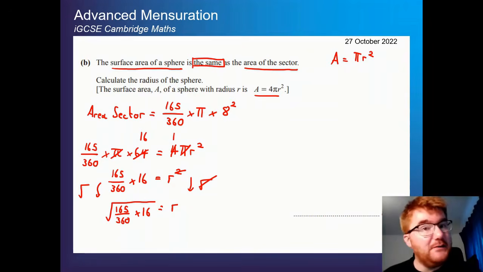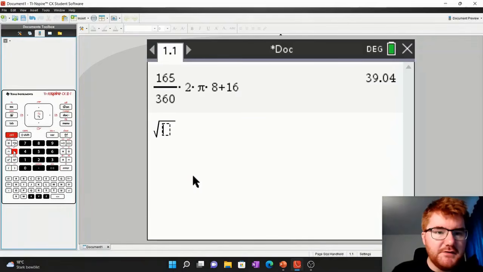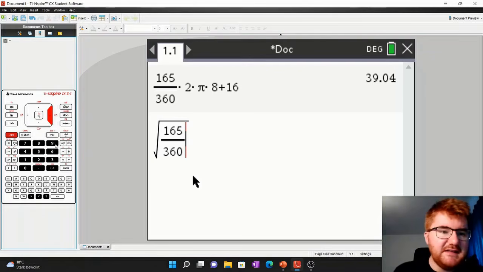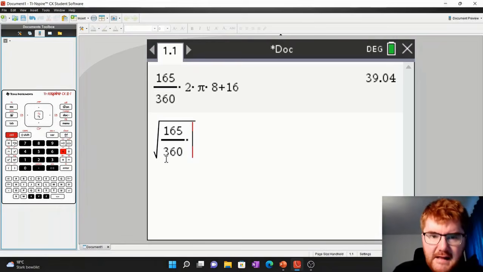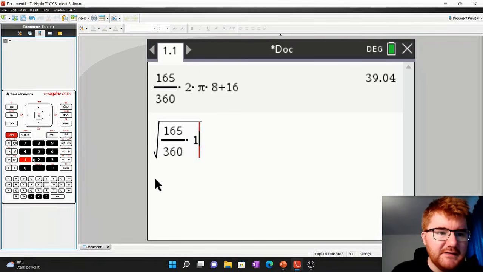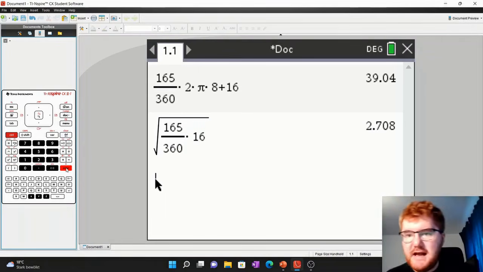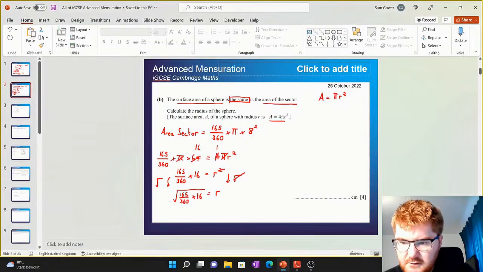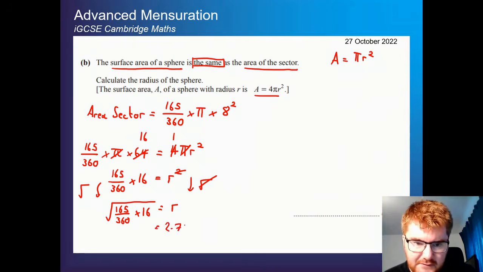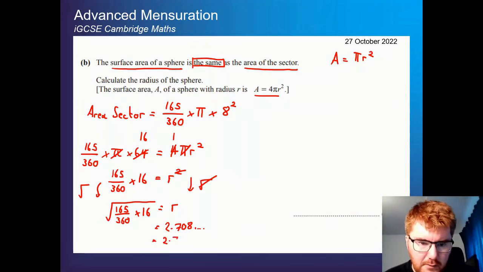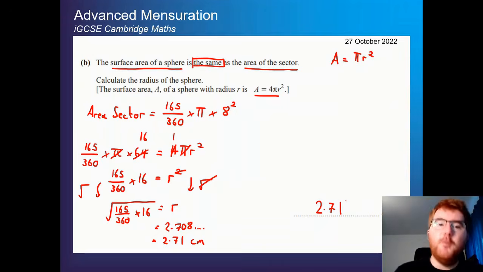So let's go to the calculator and see what it is. We're going to have a square root, and we've got a fraction here, 165 over 360. You could do some simplifying to make this easier to type into your calculator. Then we multiply that by 16. Press enter, and we get our answer of 2.708. So let's write that down. 2.708. Generally, I'm going to be rounding here to 1 or 2 decimal places. In this case, I'll round to 2.71 centimeters for our 4 marks here.